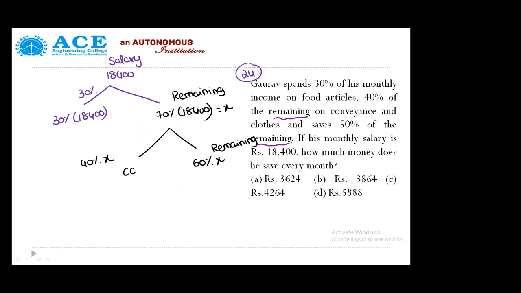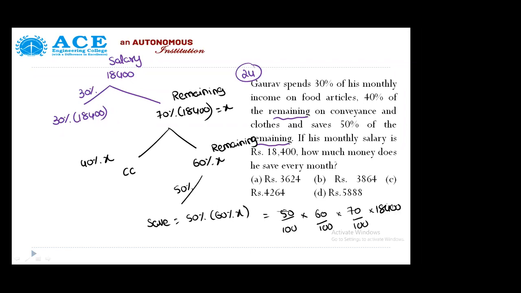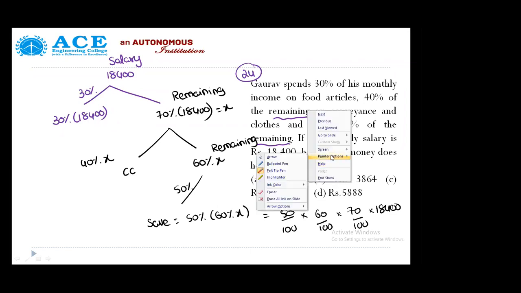Now 50% is savings. 50% means 50% of 60% of X. 50% means 50 by 100, which is 1 by 2. 60% means 60 by 100. X is nothing but 70% of 18,400. Now what will happen? All these cancellations can be done at one go. I am not doing every step; you can do all calculations at one go.